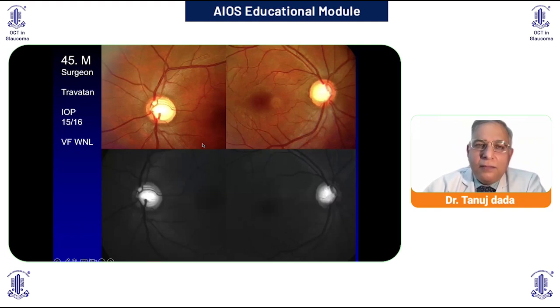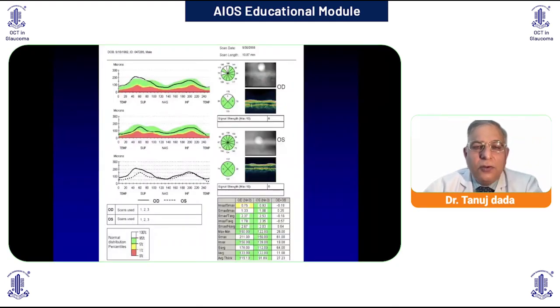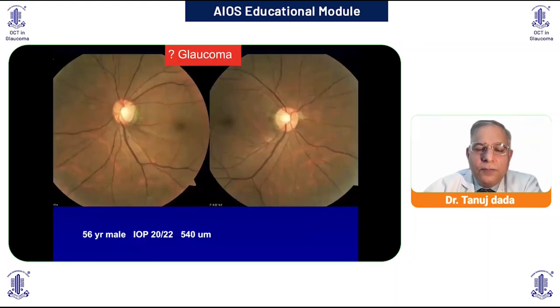Never tell the patient that you don't have glaucoma and you don't need to come again. You tell the patient at this follow-up, your retinal nerve fiber layer is healthy. You do not seem to have glaucoma, but you have to come for lifelong follow-up at least once a year. That is the message to be given to the patient. So this was a patient with a healthy RNFL, you rule out glaucoma, stop therapy.